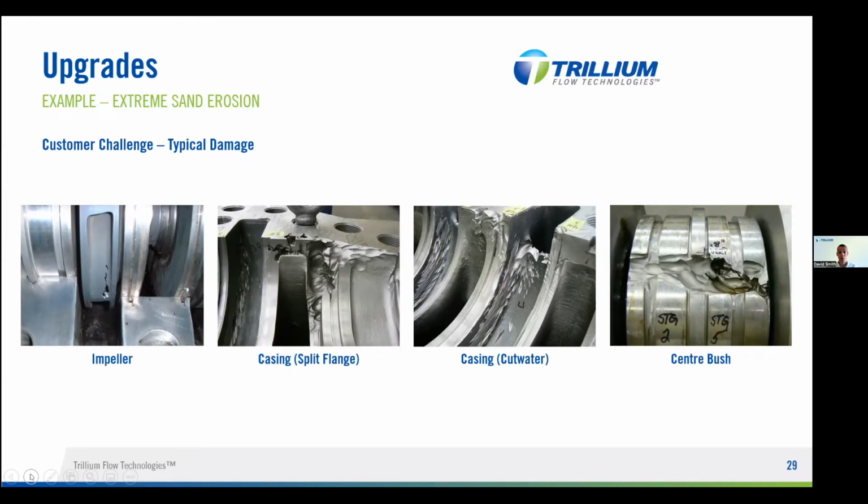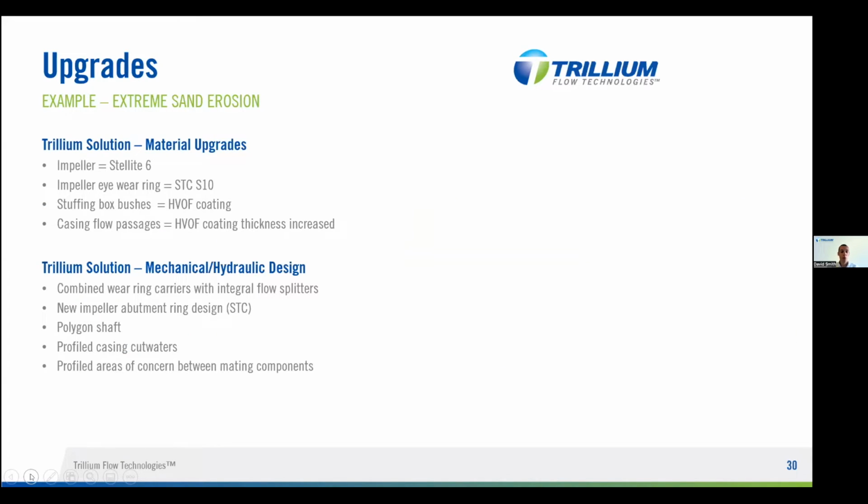And just another example of a component was the center bush there, and this was typical of most of the components we were seeing in this particular pump. So that was the issue, and then, what did we try and do about it? We came at it from 2 different perspectives. The first one was a pure material upgrade side. We were looking at what materials could be used to improve the lifespan.